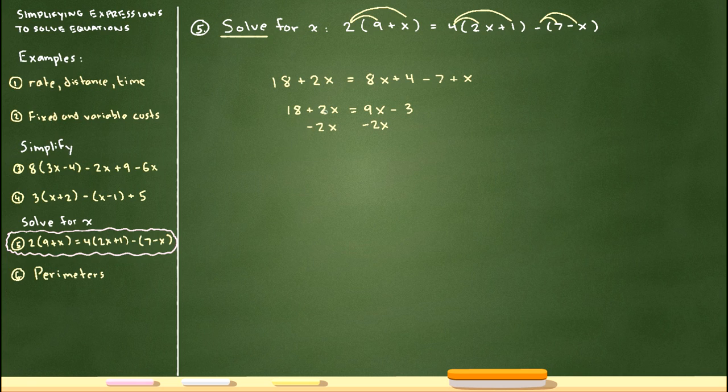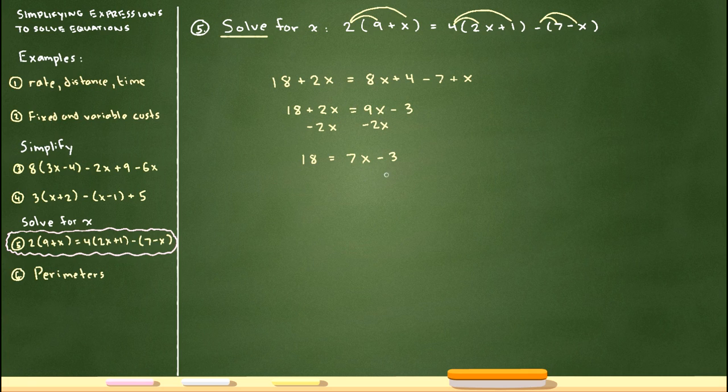So I'm going to subtract the 2x here. I'm doing the opposite here, subtracting 2x, so they're going to be gone. And over on the left, we'll be left with an 18. And on the right, we'll end up with a 7x minus 3. And I wanted to move all my constants to the left. Now, it doesn't matter which side you move things to. We're going to get the same answer.